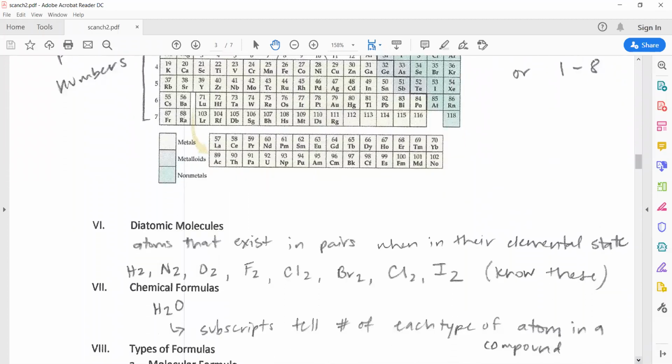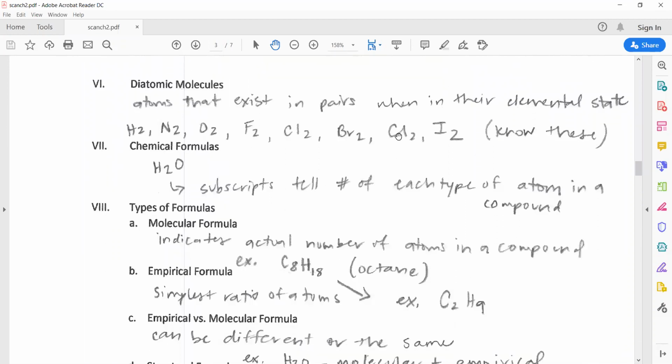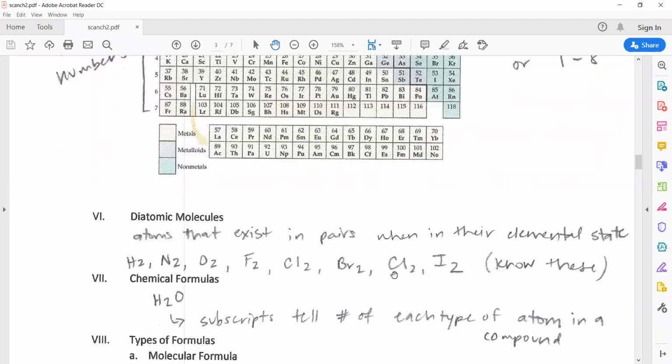Some atoms exist as what are called diatomic molecules. Diatomic molecules are atoms that exist in pairs in their elemental state. So there are 7 of them. Oh, 8. Unless I've written one twice. Nope. So here they are. And they always come as pairs when they are found in nature by themselves. So hydrogen and then nitrogen, oxygen, fluorine, chlorine, bromine, iodine. I put chlorine there twice. There's only 7 of them.